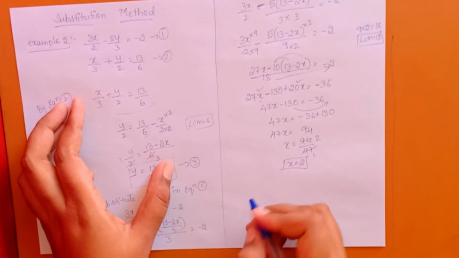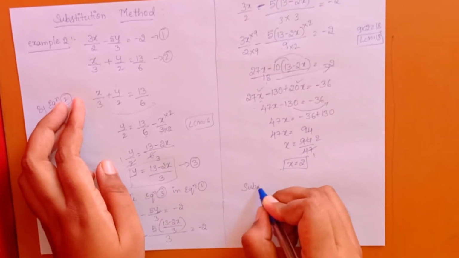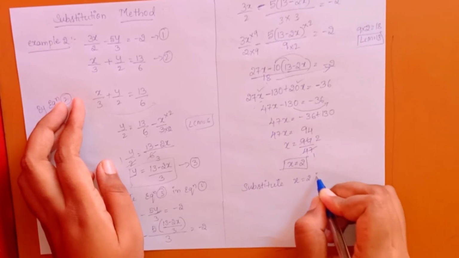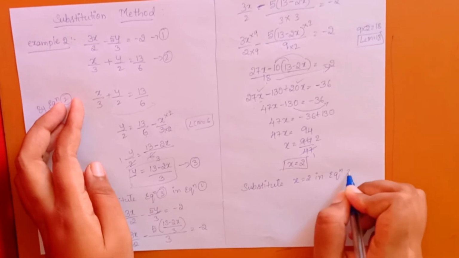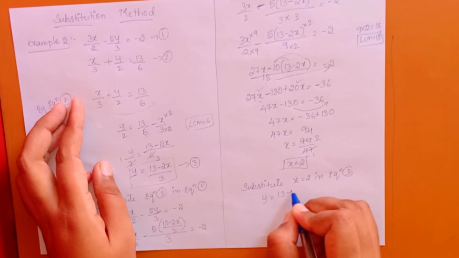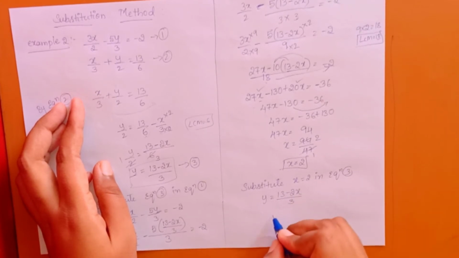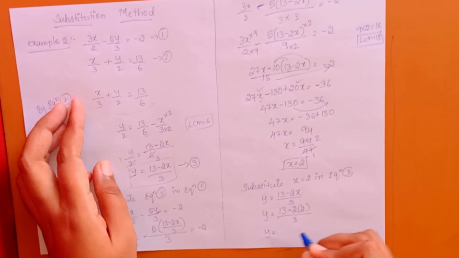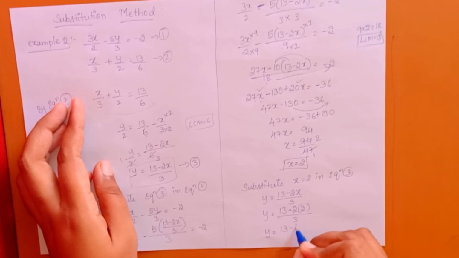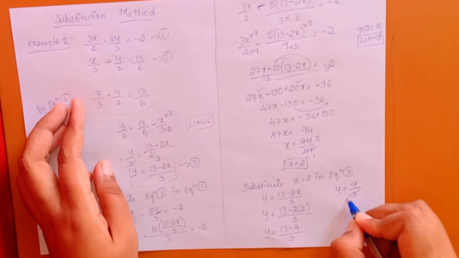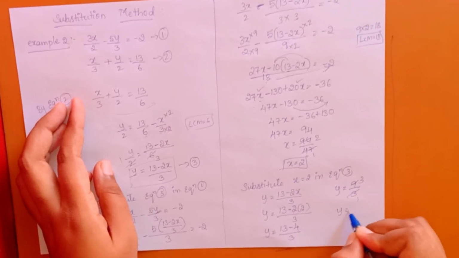Now we will substitute x is equal to 2 in equation 3, because it's a simplified equation, so we can substitute here. So y is equal to (13 minus 2x) by 3. So y is equal to (13 minus 2 times 2) divided by 3. So we'll get 13 minus 4 divided by 3. By subtracting this, we'll get 9 by 3. 3 ones are 3, 3 threes are 9. So y is equal to 3.